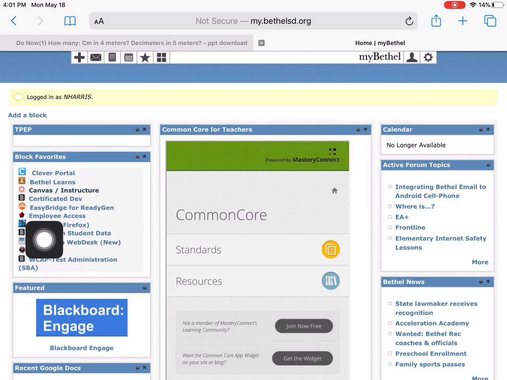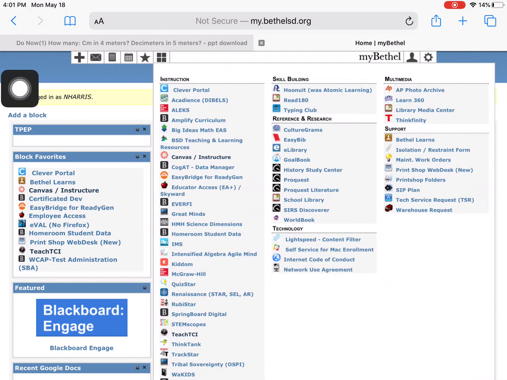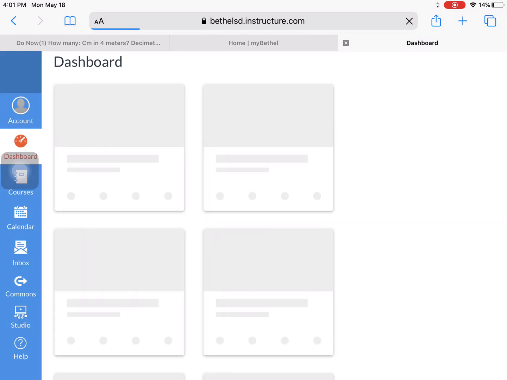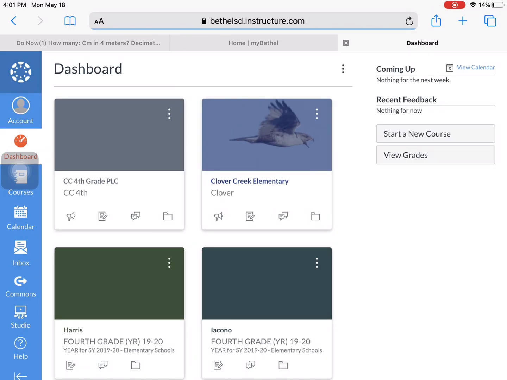Over here, some classes have already added Canvas to their favorites. If you haven't, you click up here on the window pane, and down here is Canvas, and you can double click on it. It will open up your Canvas page. My Canvas page might look a little different than yours. That's okay. I'm going to click on 4th grade.